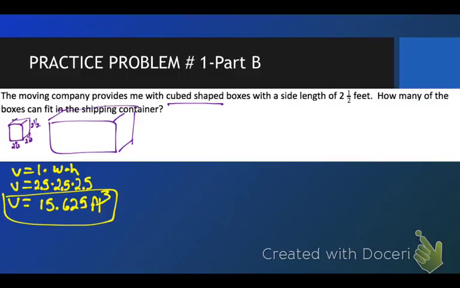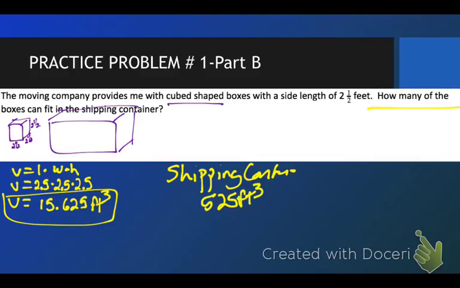Or our little boxes. But we need to figure out how many, and it says how many of the boxes can fit in the shipping container. So if you remember, our shipping container, if you look above on your worksheet, was 525. So here's the shipping container. It was 525 cubic feet. So we need to figure out how many little boxes go into the big box.